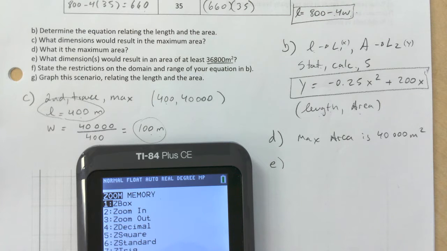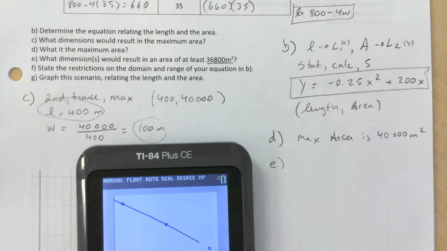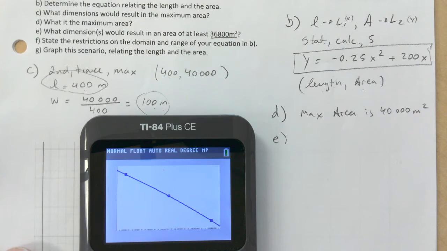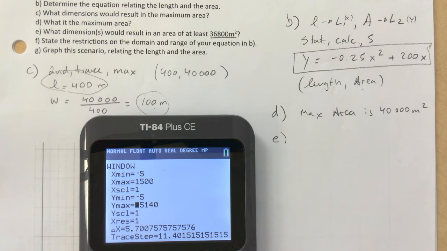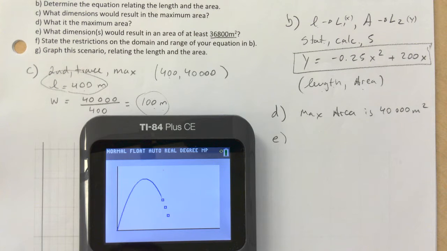So I'm gonna go to zoom 9. It's gonna just zoom into those 3, right? Then you're gonna go window -5. I think if I go 1500 here, that should be plenty. I'm gonna go -5 here. But obviously, now we know that the vertex is 40,000. You already did this, by the way, right? I kind of just fast forwarded there.